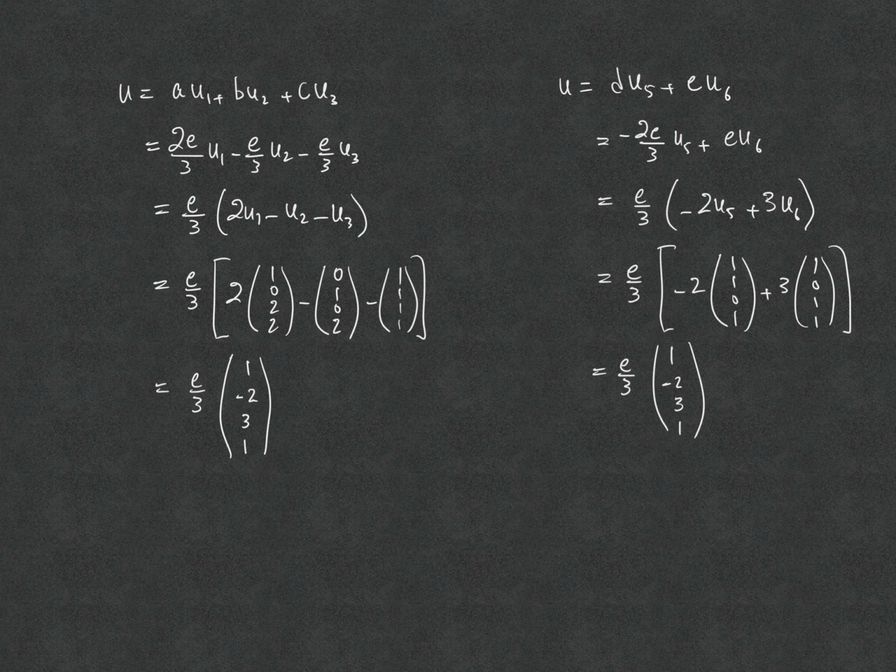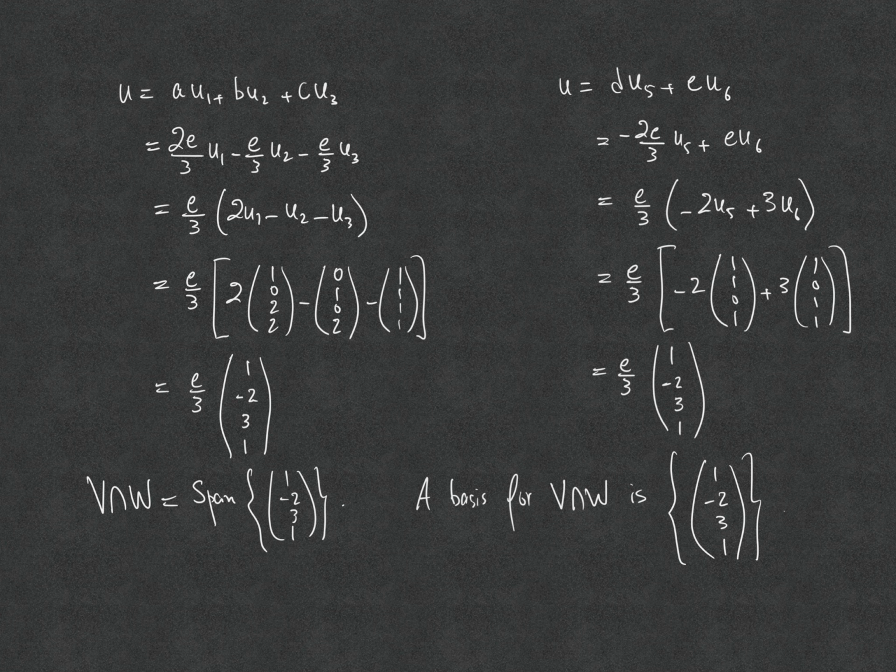In other words, we showed that the subspace V intersected with W of R4 is spanned by the vector 1, minus 2, 3, 1. And since this is a non-zero vector, it forms a linearly independent set, and therefore it's a basis for the subspace V intersected with W.